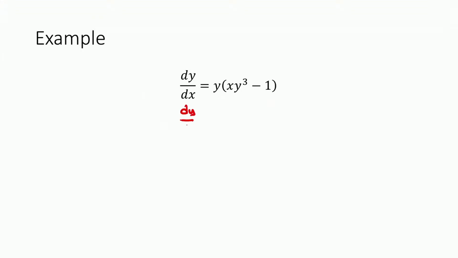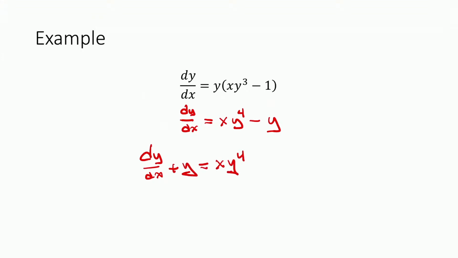So here's the algebra. We're going to first of all expand dy over dx. So we have x y to the 4th minus y. Okay, so that's fine, right? Next thing I'm going to do is move the single y, the y that's all by itself, over to the other side. dy over dx plus y is x y to the 4th. Now let's go ahead and see what we can do from here.